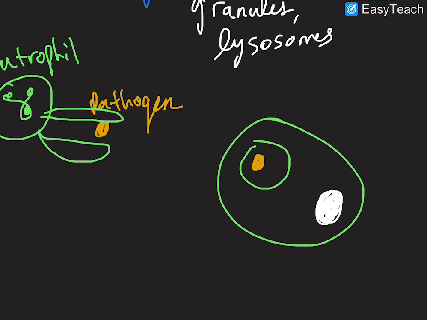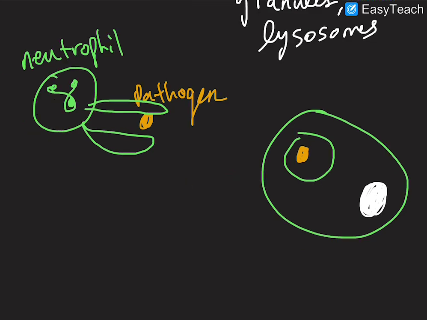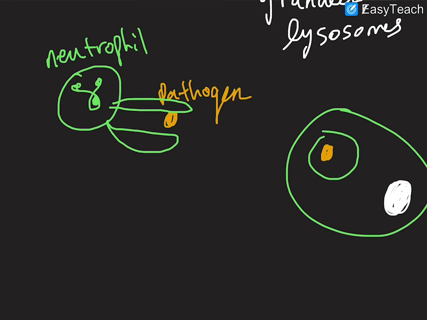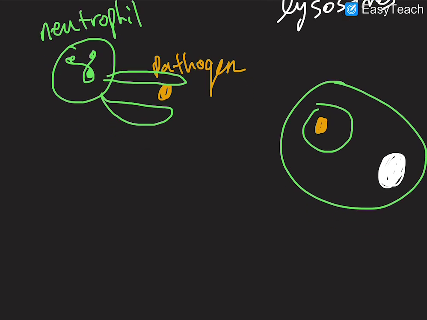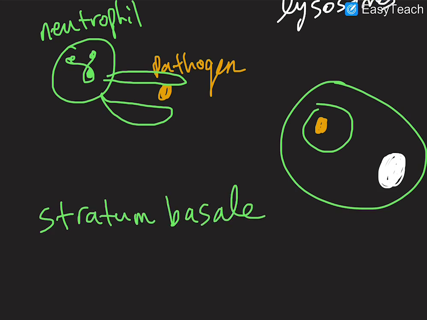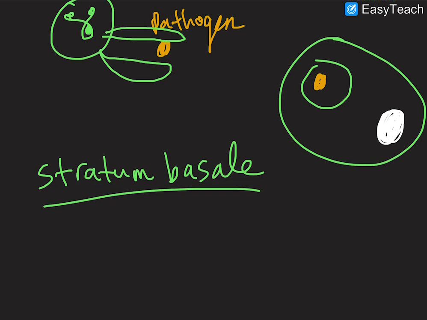Another example is melanosomes. Remember, we have 5 layers of our epidermis. The stratum lucidum is in places where there's thick skin, like the palms and soles. But if we look at the 5th layer of the epidermis, which is the stratum basale, in the stratum basale you have your melanocytes.